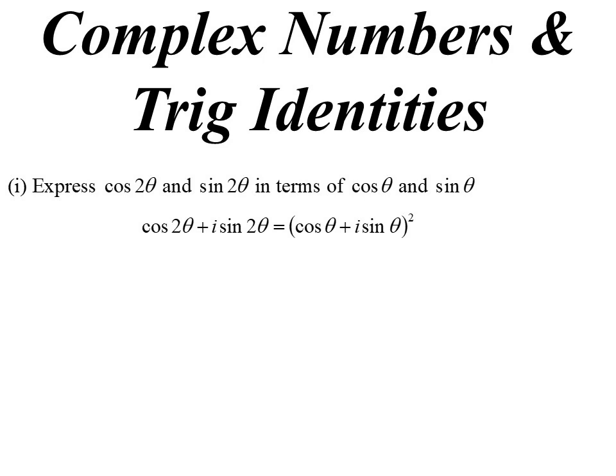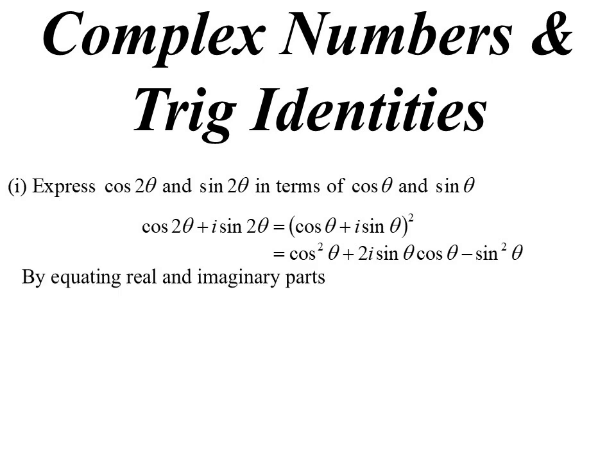If I think about the complex number cos 2 theta plus i sin 2 theta, we now know that's the same as saying (cos theta plus i sin theta) squared. De Moivre's theorem. If I expand the right hand side out, now all I've got to do is equate the real and the imaginary parts.